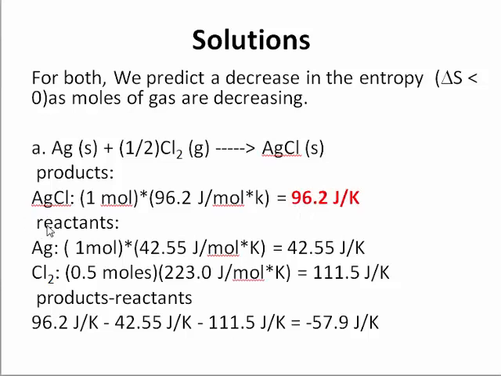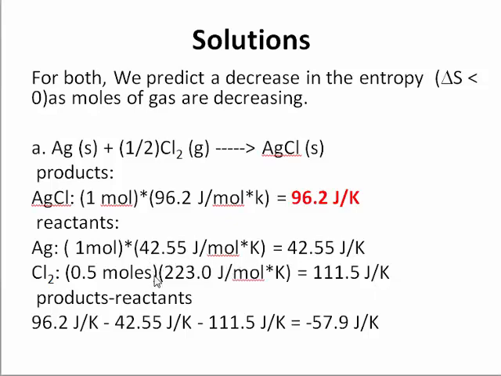Now move on to the reactants. Here we have an interesting departure. Silver is a free element, and yet its entropy is not 0. Its entropy is 42.55 joules per mole Kelvin under standard conditions. Chlorine is likewise an element, but once again, standard entropies of free elements are not 0. In the case of chlorine, it's 223 joules per mole Kelvin. We multiply that by a half a mole, and our entropy is 11.5 joules per Kelvin.